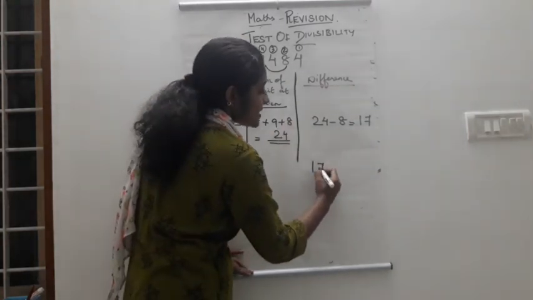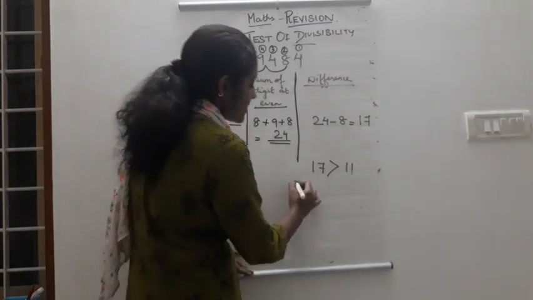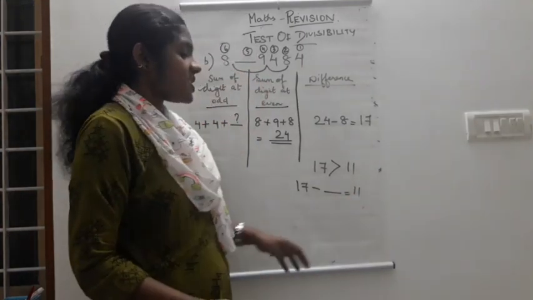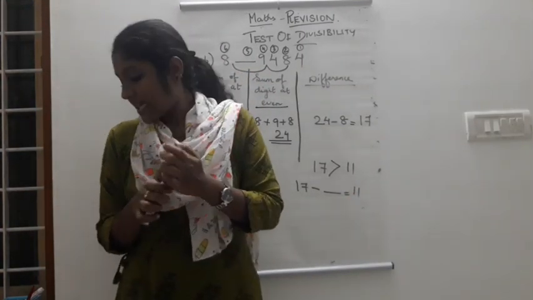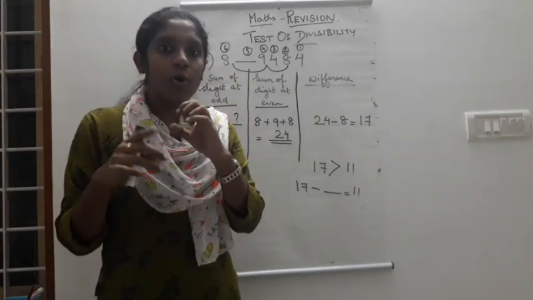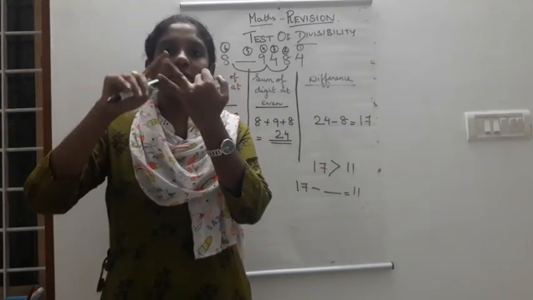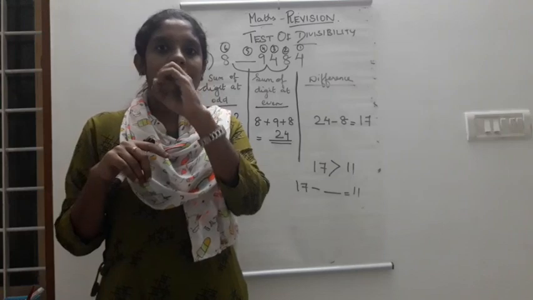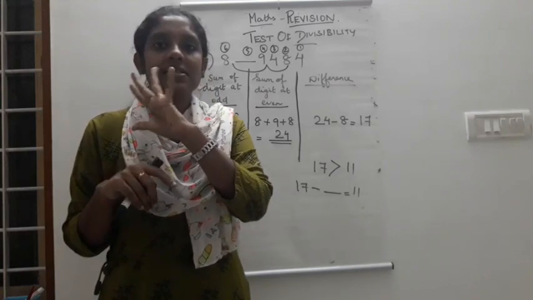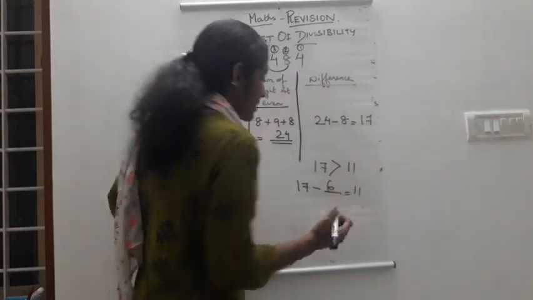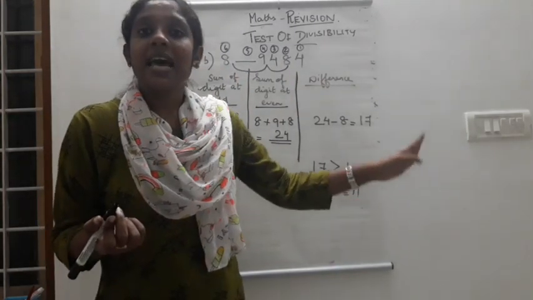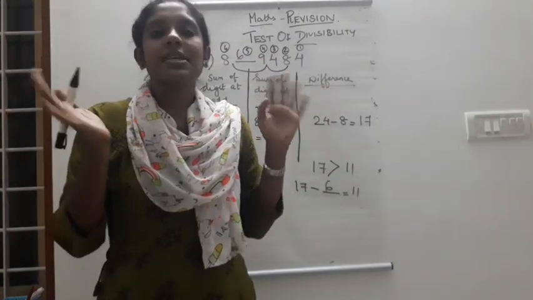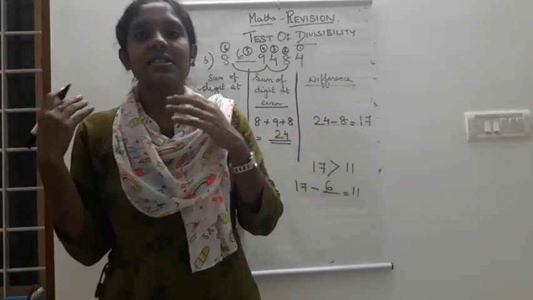So 17 is greater than 11, is it? So 17 minus what is 11? You have to find it. I will teach you like small children: 17 minus, counting 12, 13, 14, 15, 16, 17. What is the answer? 6. Don't learn like this, it is easy: 17 minus 6 is 11. So the answer here is 6. Like this you have to do. Just take the sum of the digits at odd place and the sum at even place.